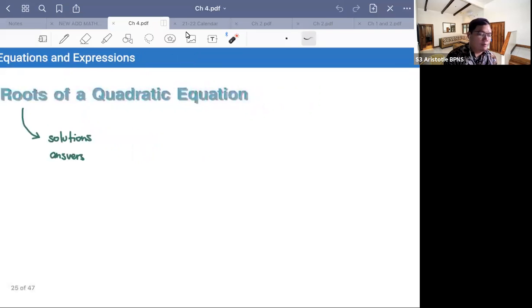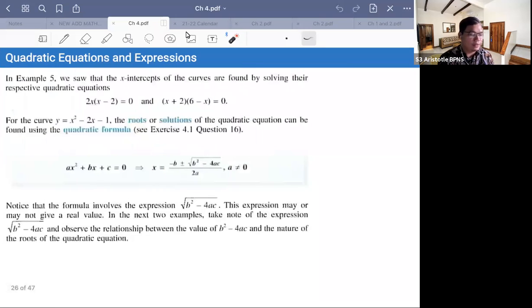Okay, so let's go here on page 70. Now, do you still remember the quadratic formula? This one.